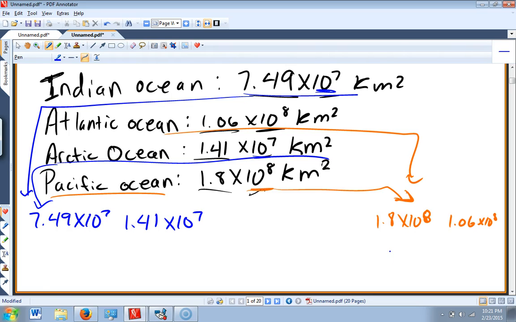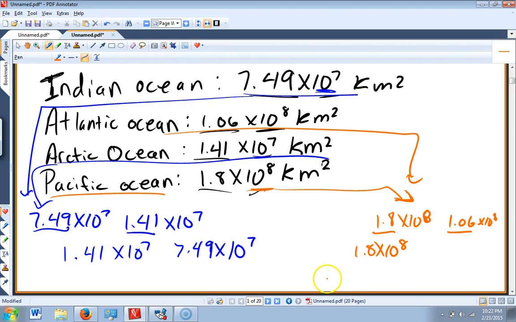Okay, so now we need to look at these guys. So we don't want to look at those first. We want to look at them second. So obviously 1.41 is a smaller number than 7.49. So that means that 1.41 times 10 to the 7th is less than 7.49 times 10 to the 7th. Okay? So we put the bottom half in order. And now let's put the top half in order. So 1.8 is bigger than 1.06, so 1.8 times 10 to the 8th is a bigger number than 1.06 times 10 to the 8th.